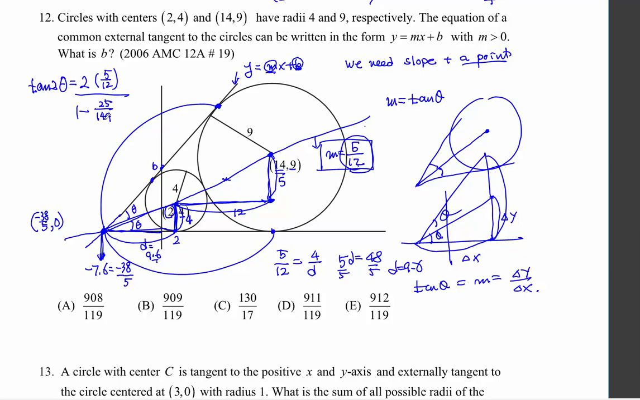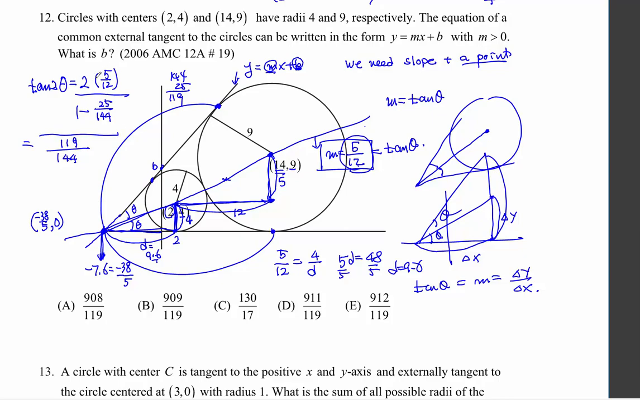Because this is exactly tangent theta, the slope. Squared, theta is 5 squared, 25, and 12 squared is 144. Then you simplify. 144 over 1 is 144 minus 25. 144 minus 25 is 119, right? So the denominator is 119 over 144.